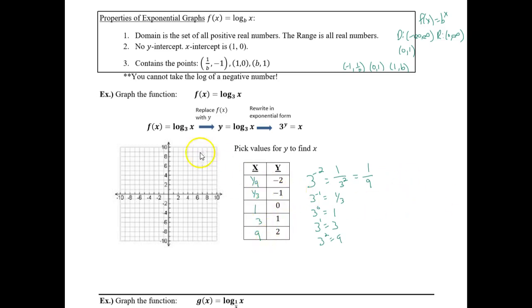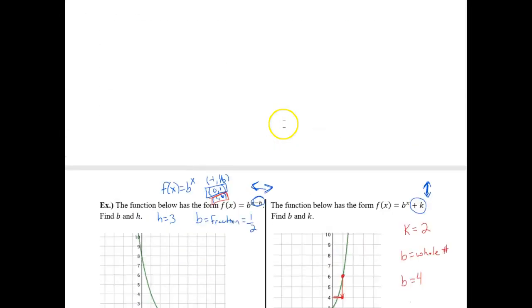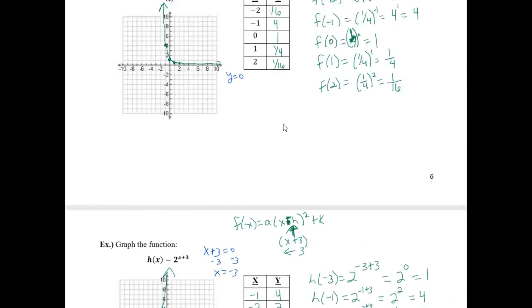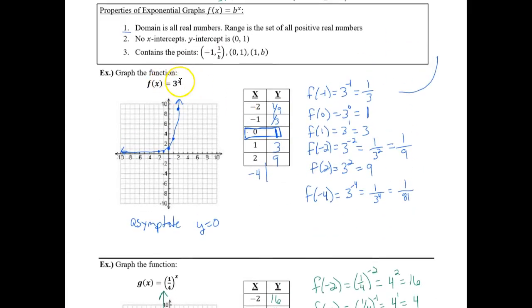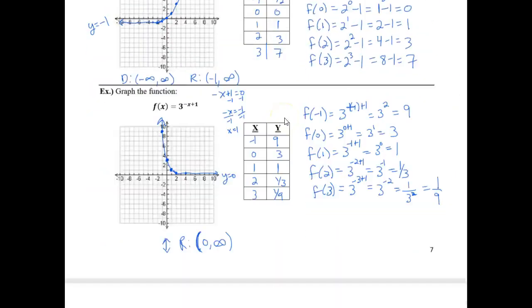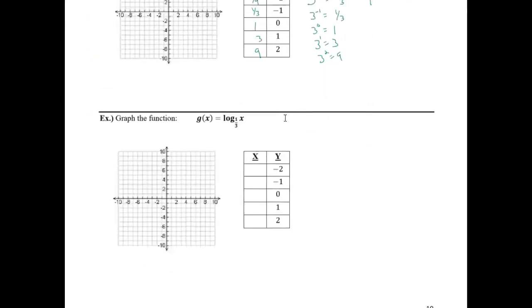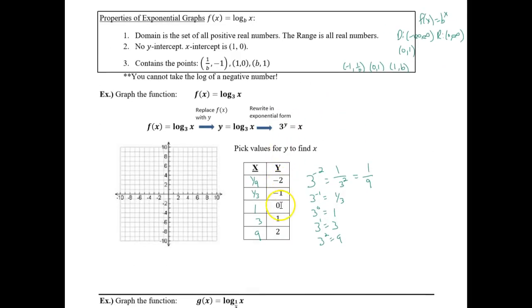Notice that these are just like the points we found before. If we go way back to our exponentials, we graphed 3 to the x power. We had those same points, except now the x's and y's have interchanged. So here I started with these values and I got out the y values. Now I'm starting with the same values I started with for the exponential, but now I'm plugging them into y, and I'm getting out the same values that I did with the exponential, but now these are the x values. So let's go ahead and graph it.